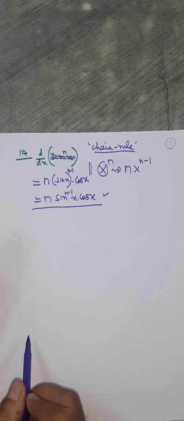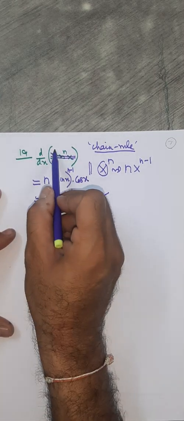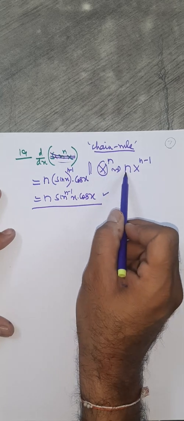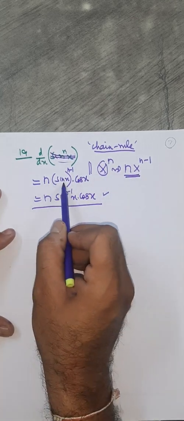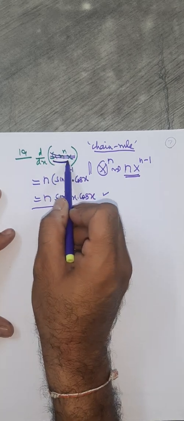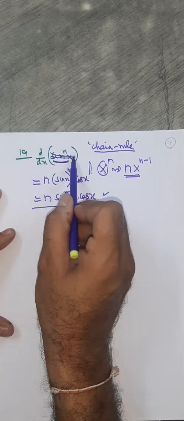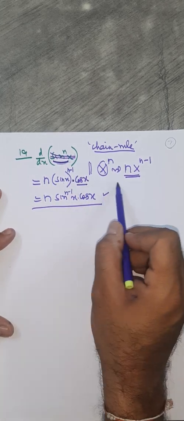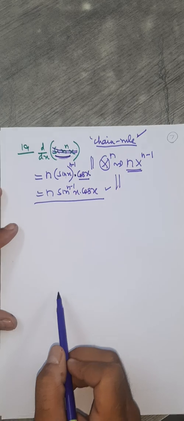I have used which rule? Chain rule. Imagine that sin as x, so it looks like x raised to n. What's the derivative of x raised to n? n into x raised to n minus 1, into the differentiation of that considered x. Which one had you considered x? Sin x. What's the derivative of sin x? Cos x. This is by chain rule.